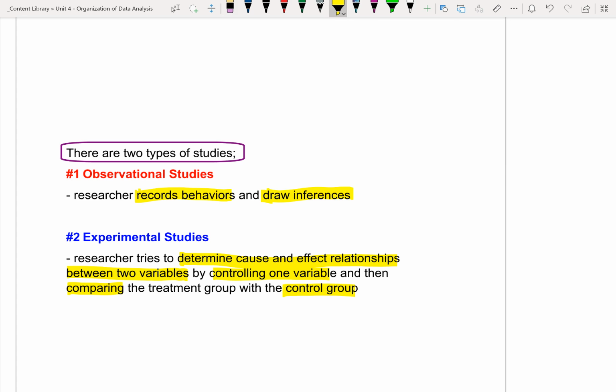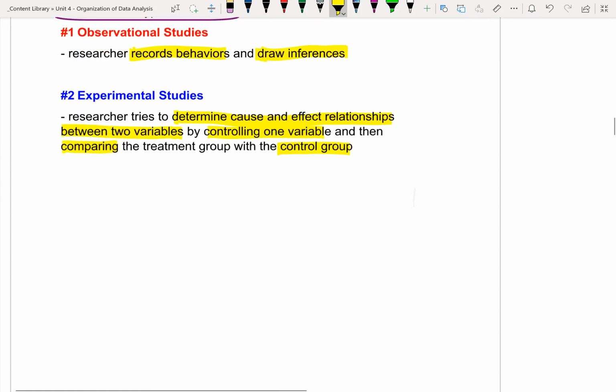In experimental studies, the researcher tries to determine cause and effect relationships between two variables by controlling one and comparing the others to a control group. So it seems self-explanatory because it is in the terminology. Experimental, you are actually doing an experiment to try to determine if there is a cause and effect between whatever you are looking at. Observational would just be observing what happens and just drawing inferences from that. So you're not really controlling much, you're just observing what happens.